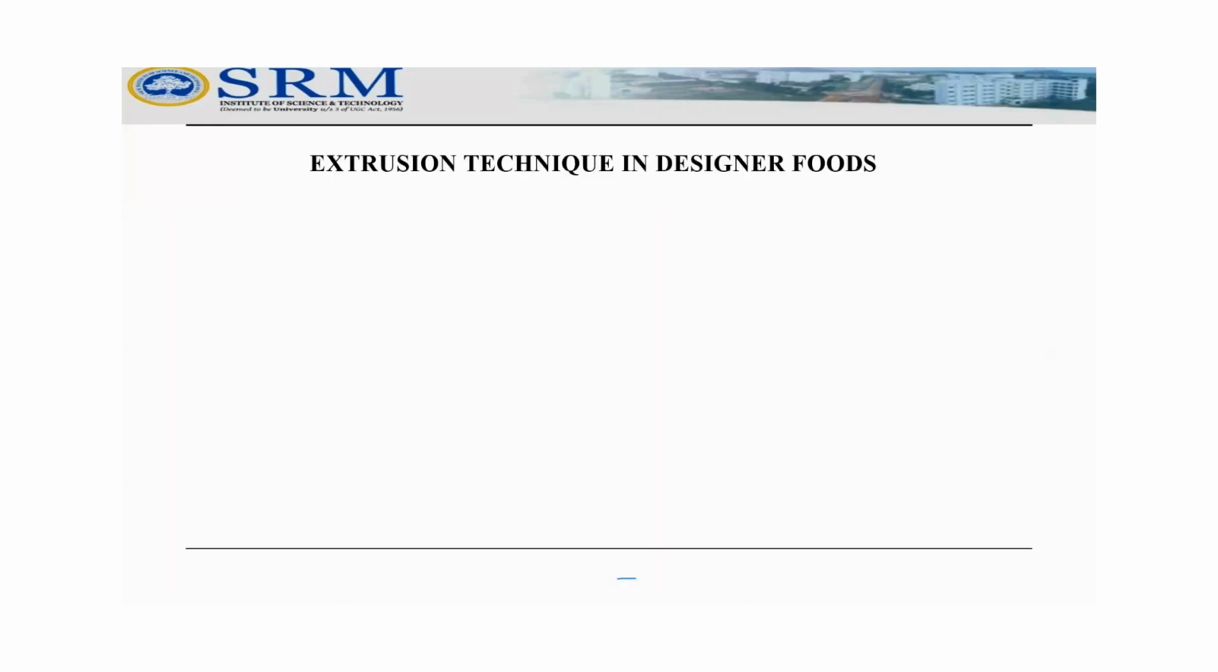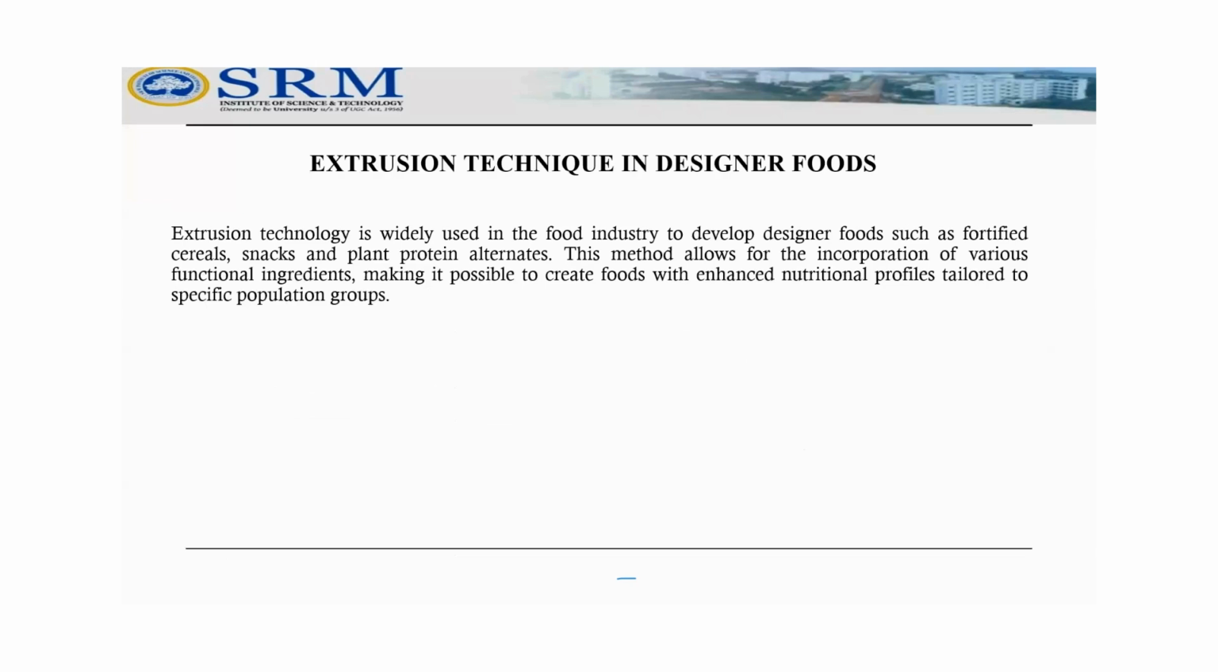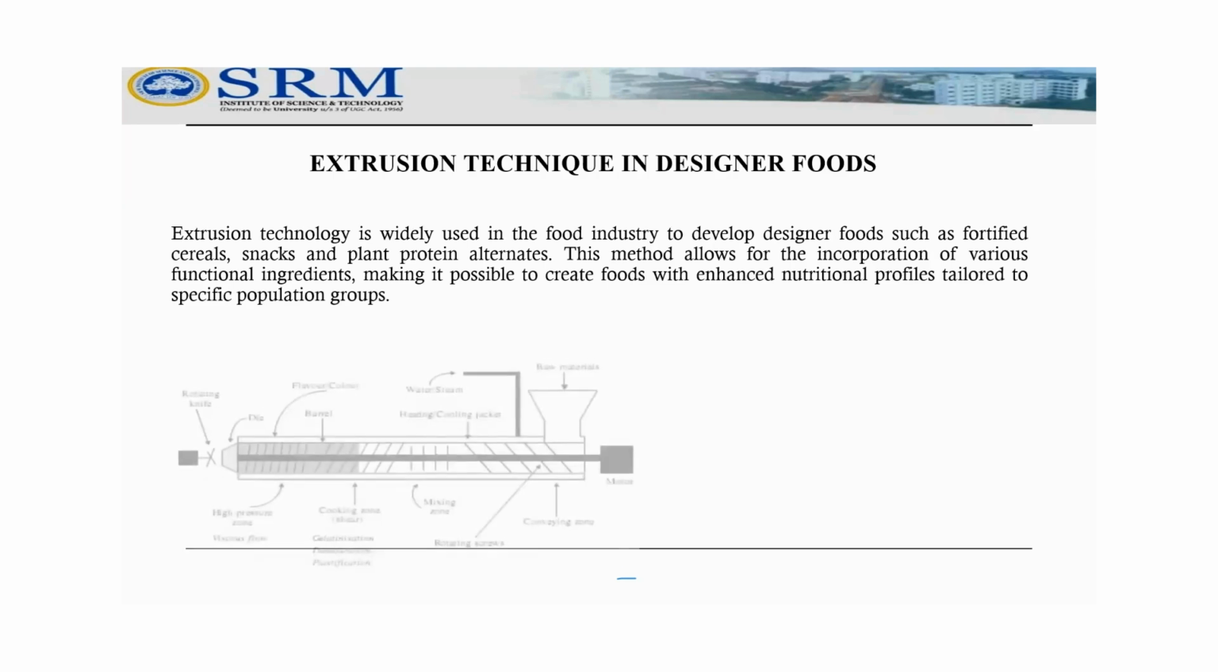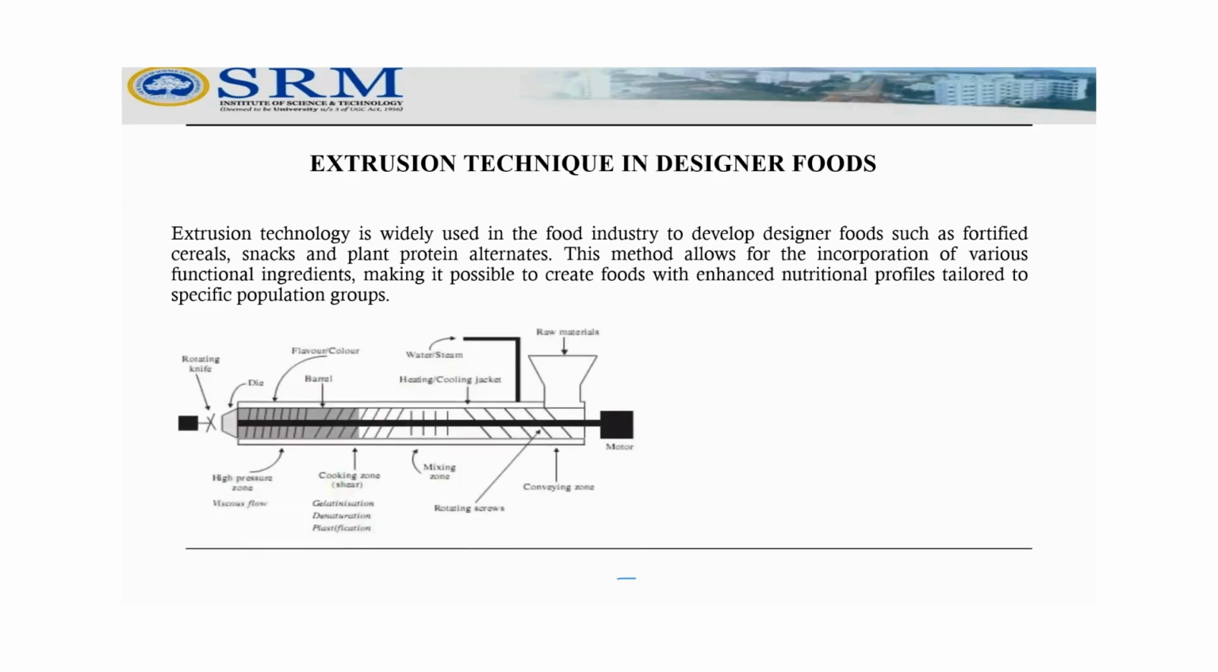Extrusion techniques in designer food. Extrusion is a combination of high pressure and temperature, whereby we make the product pass through a small orifice, whereby we get the exact shape. This extrusion technology could be very well used for functional ingredients, also for fortified cereal snacks, and plant protein alternates with enhanced nutritional profiles tailored to specific population groups. Extruded products are one of the favorite food product categories for children and adults, right?